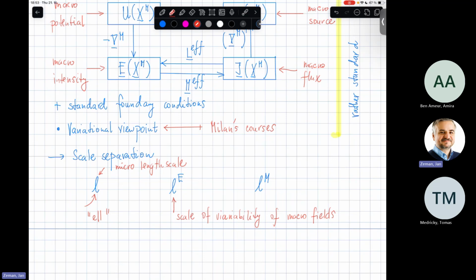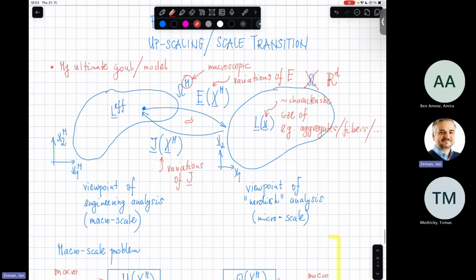And then there is this third scale, which is now related to the size of my macro domain. So this is something which gives me the idea how this omega n is, right?